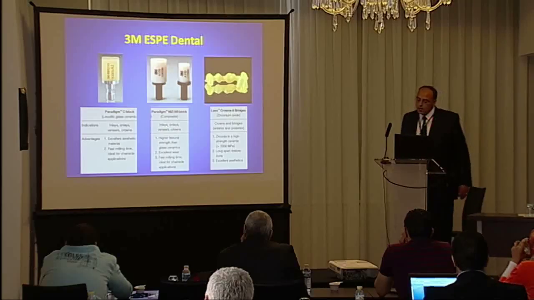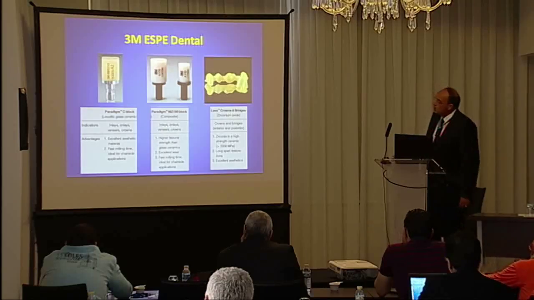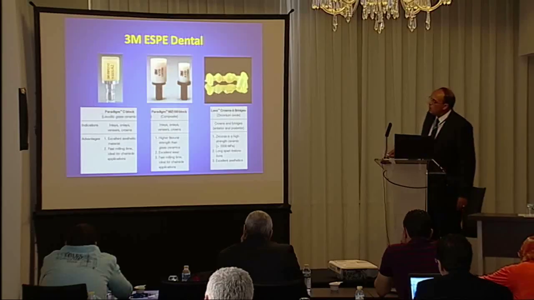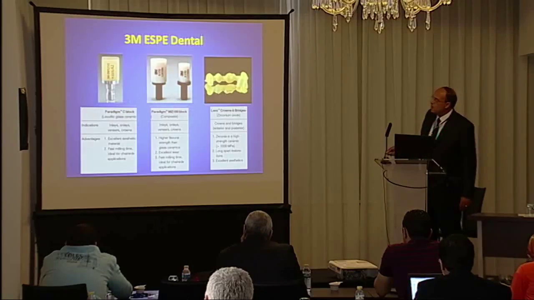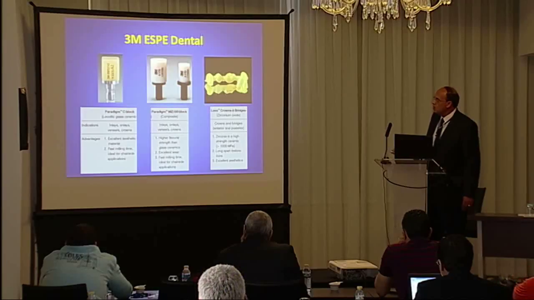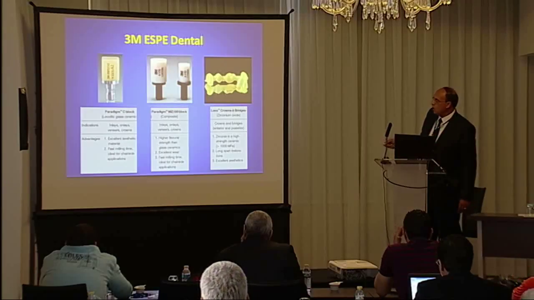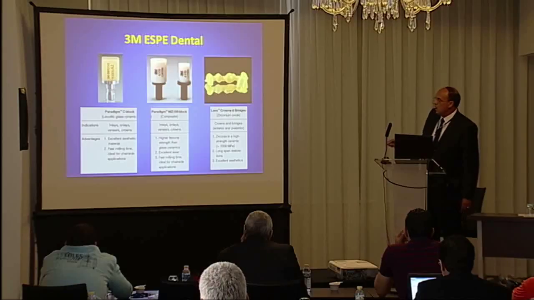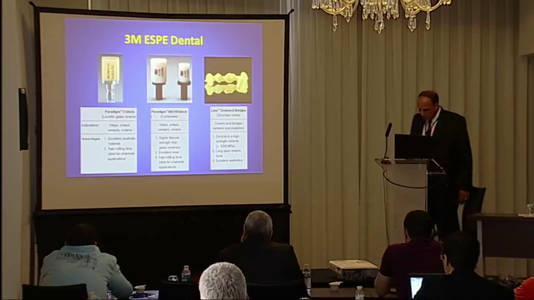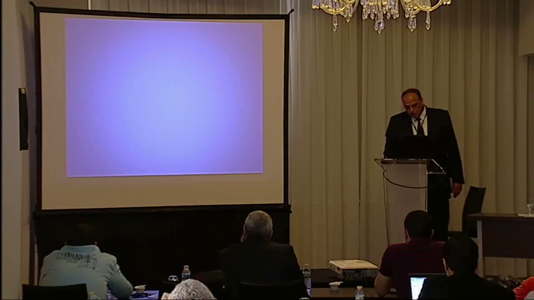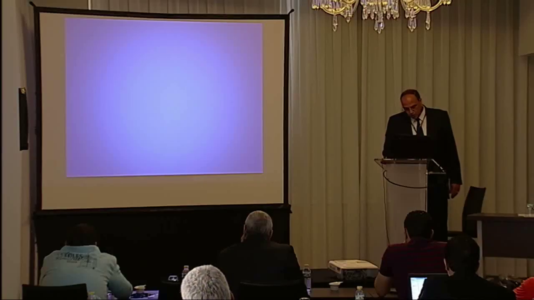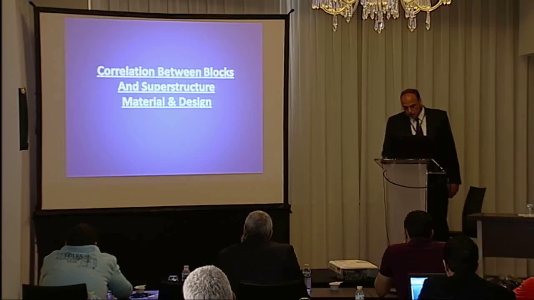After that, 3M introduced three types of blocks: Paradigm C block, lucid glass ceramic, and Paradigm MZ100 block composite, and Lava crowns and bridges. Lava zirconia is indicated for posterior, and composite and lucid glass for anterior restorations. The correlations between the blocks and superstructure material and design.